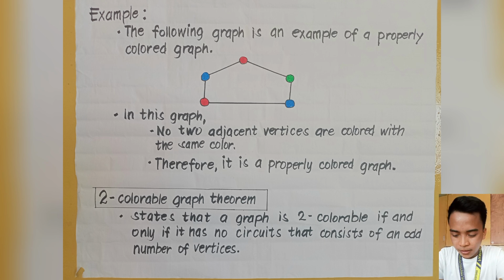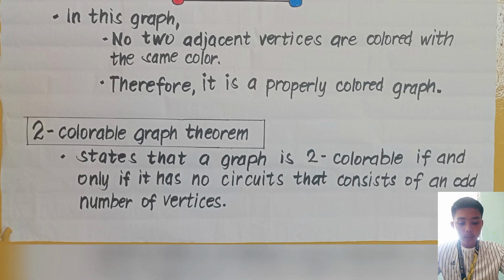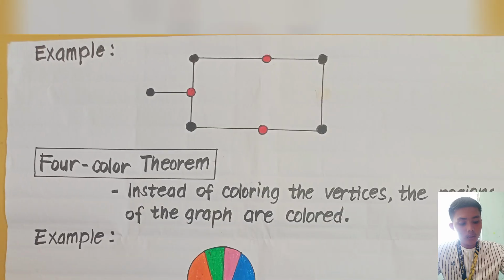Now, at this point, let us proceed to the two theorems, which are the two colorable graph theorem and the four colorable graph theorem, which will be presented by Mr. Magdon Jr. The two colorable graph theorem states that a graph is two colorable if and only if it has no circuits that consist of an odd number of vertices. The following graph is two colorable.